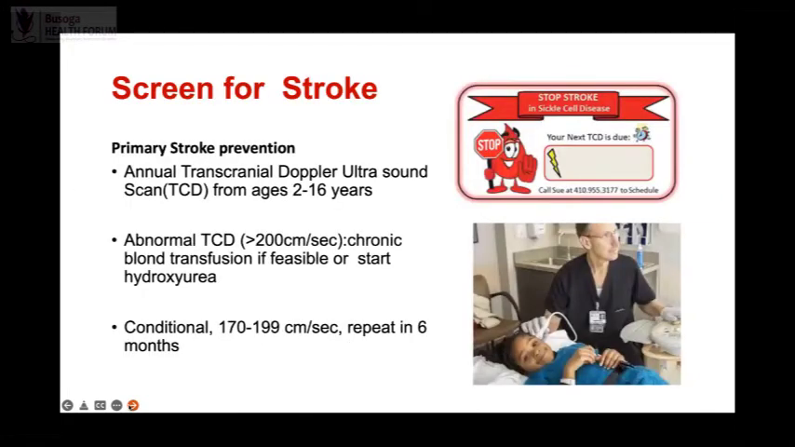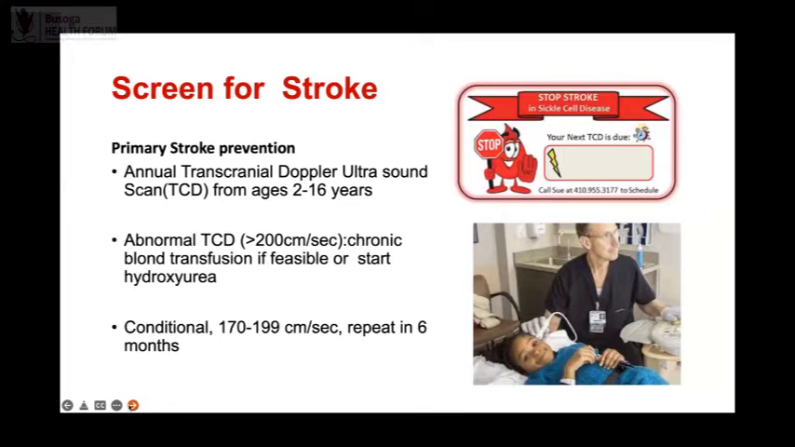So the other comprehensive care for sickle cell disease means primary stroke prevention. Stroke is a very common complication that we see in sickle cell disease. It is debilitating. It affects the parents, it affects the children, and really changes the lives of these children and adults with sickle cell disease. So the best way is to prevent it. Primary stroke prevention means that you screen for the stroke risk.